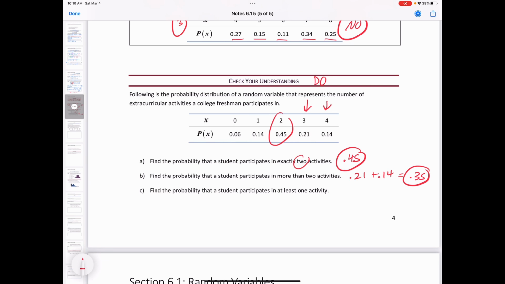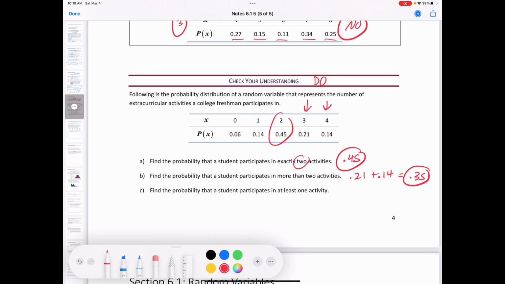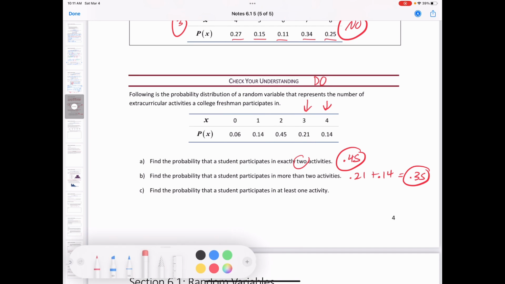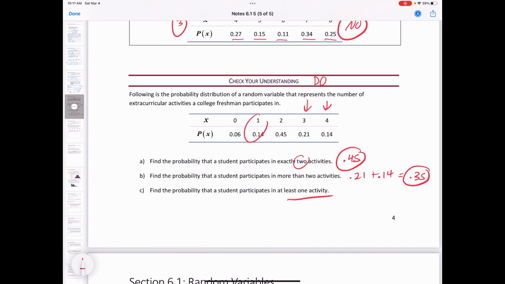And the next one, it says I want at least 1. And I'm going to do this by the complement rule. So when I want at least 1, I want 1, 2, 3, 4. I don't want 0. So I'm going to do 1 minus the probability of 0. Or 1 minus 0.06, or 0.94.